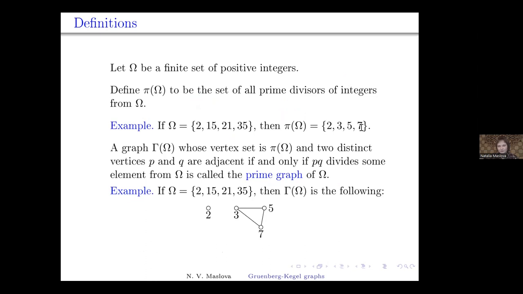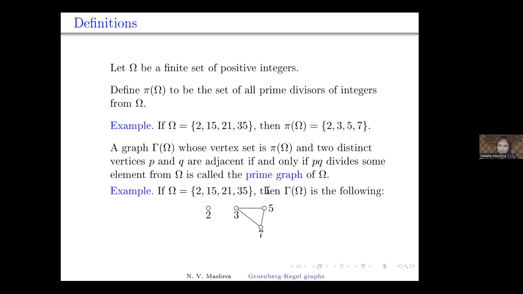A graph gamma(omega), whose vertex set is the prime spectrum of omega, and in which two distinct vertices are adjacent if and only if their product divides some element from omega, is called the prime graph of omega. Consider the same example set omega: its prime graph is the union of two cliques. One consists of the only vertex 2, and the other consists of three vertices 3, 5, and 7.